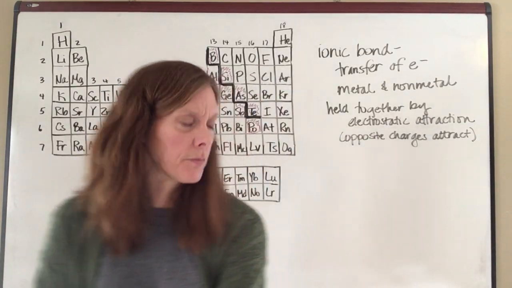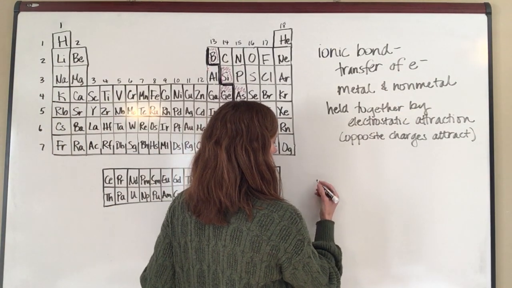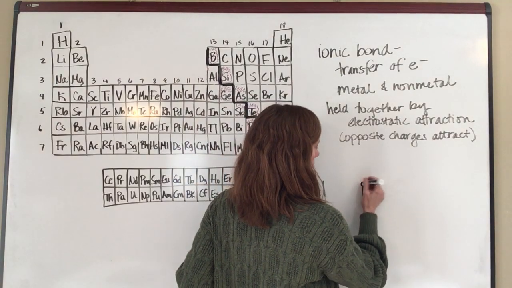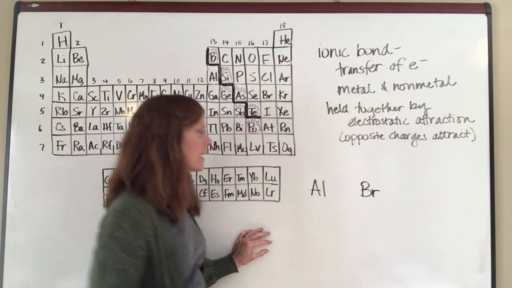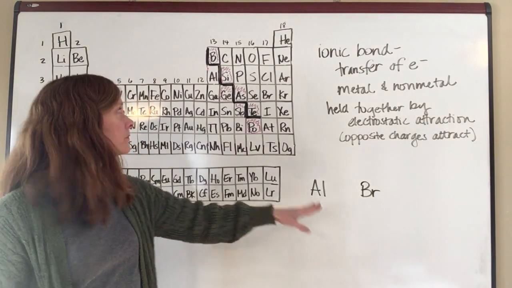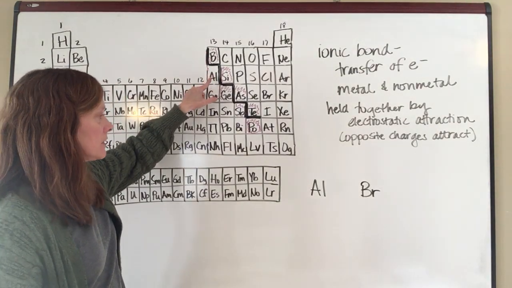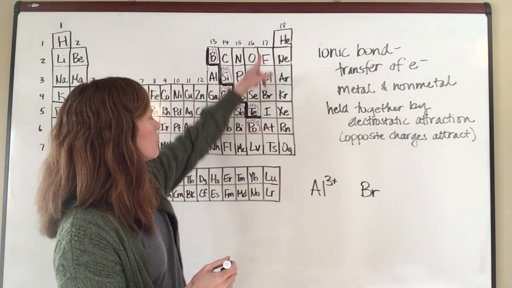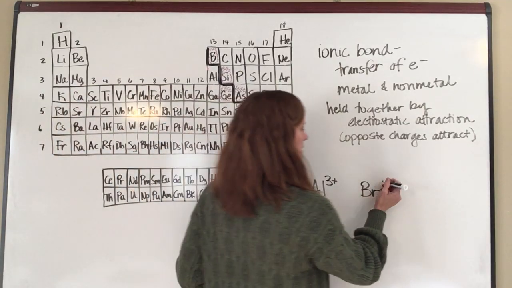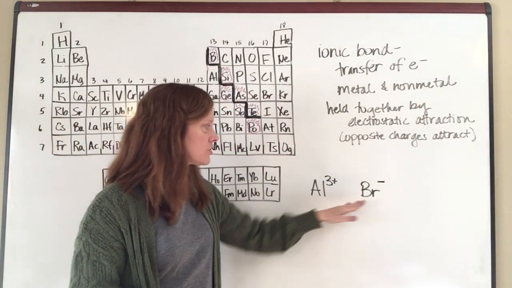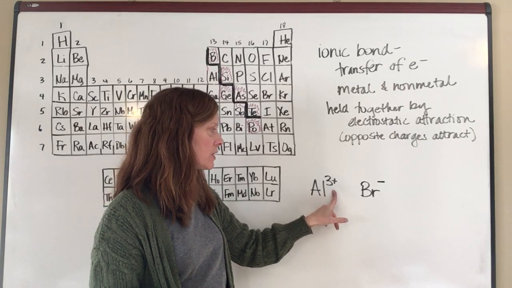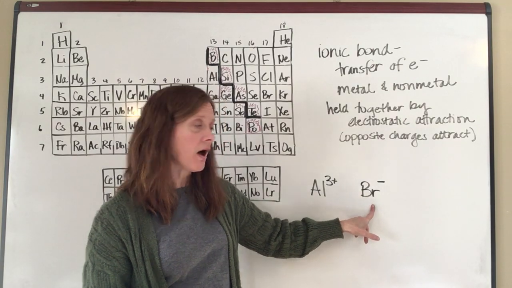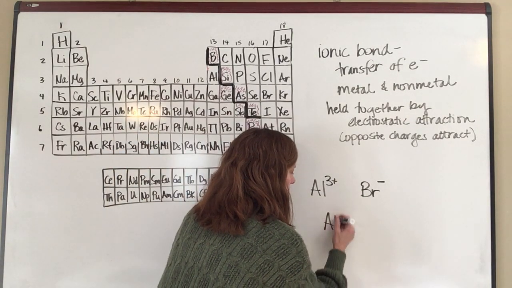Let's try one more. Let's say that I have an atom of aluminum, and let's say that I want to combine that with bromine. What's the charge on aluminum? Well, if you remember, it's a metal and it's right here, and it wants to have a positive 3 charge. Bromine wants to gain 1 more electron, so it's going to have a negative 1 charge. Well, in order to make this balance, a positive 3, I'm going to have a negative 3 to make it balance. So that means I'm going to have 3 of these bromines.